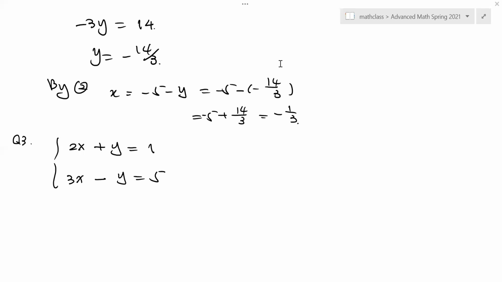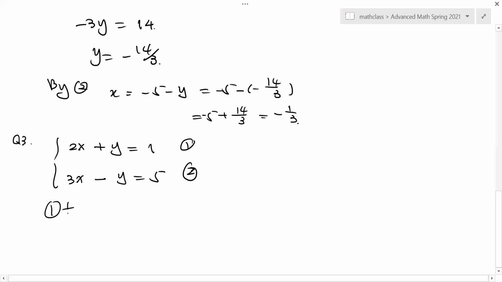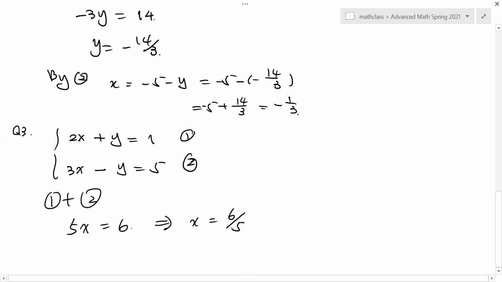Okay, look at these two equations. We call them equation 1 and equation 2. I prefer to eliminate the variable. So you can see that with equation 1 plus equation 2, all the terms on the left side add up together. The reason I add them is because I see positive y, negative y. So 2x plus 3x will be 5x. The right-hand side, 1 plus 5 is going to be 6. So x is going to be 6 over 5.